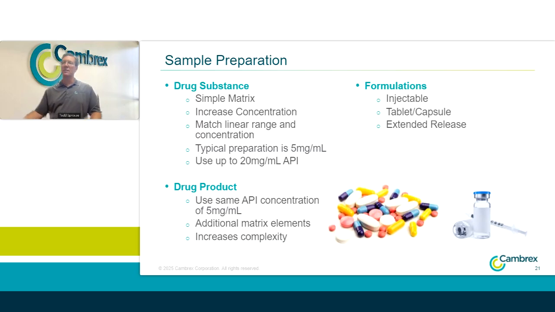Drug product gets a little bit more complicated as we start to have additional matrix elements that increases the complexity of the sample preparation. And so we've worked through some of those. And again, we do try and reach an API concentration of around 5 mg per mil. And we've worked with injectables, tablets, capsules, and even extended release formulations here at the Durham site.